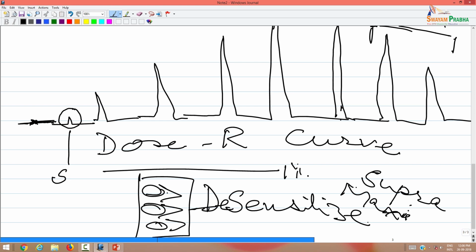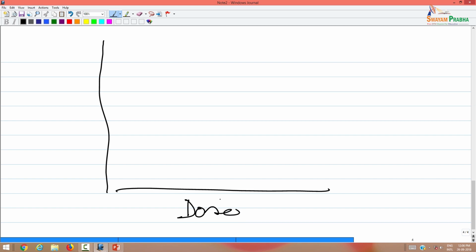And that is the application you use many times in therapeutics. So, if I convert this into a graph, which is a log dose, which is a dose, and this is the response.